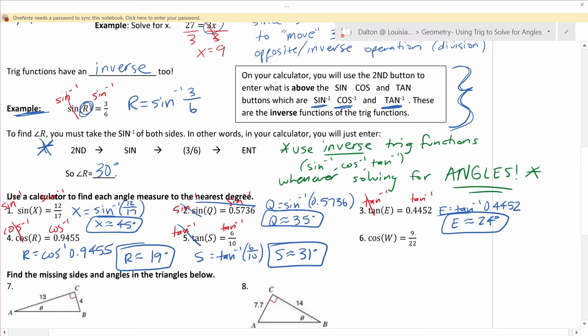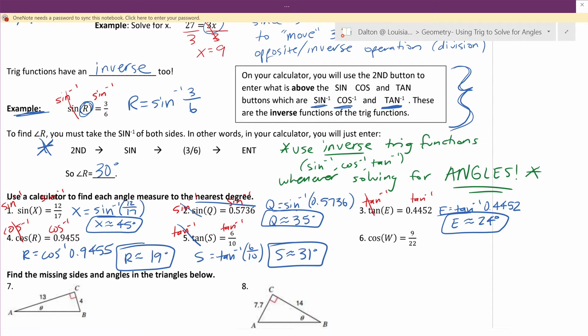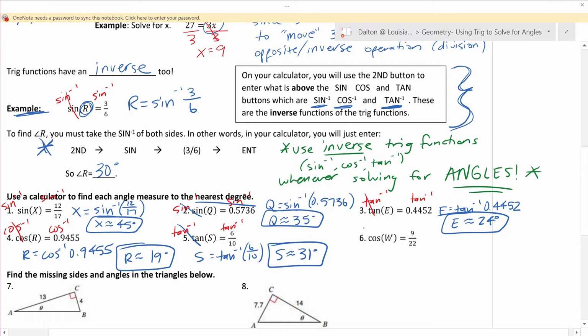And number 6, cosine of W is equal to 9 over 22. So I will take the cosine inverse of both sides. On the left-hand side, cosine inverse and cosine cancel. So I'm left with W equals, I'm sorry, you only use approximately when you round. We haven't rounded quite yet. So W equals cosine inverse of 9 over 22. So W will be approximately 66 degrees.